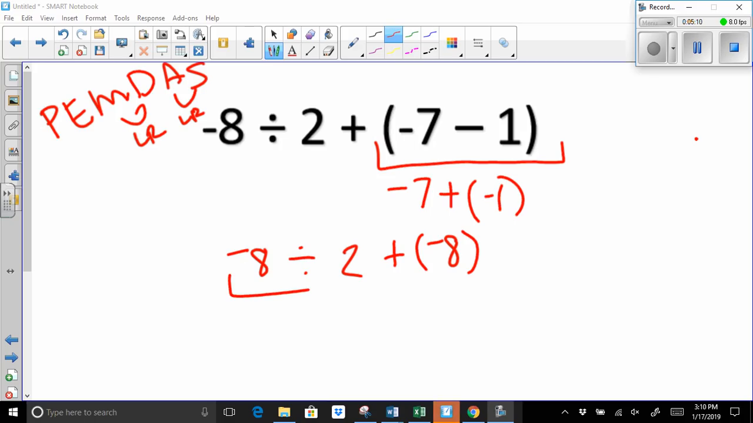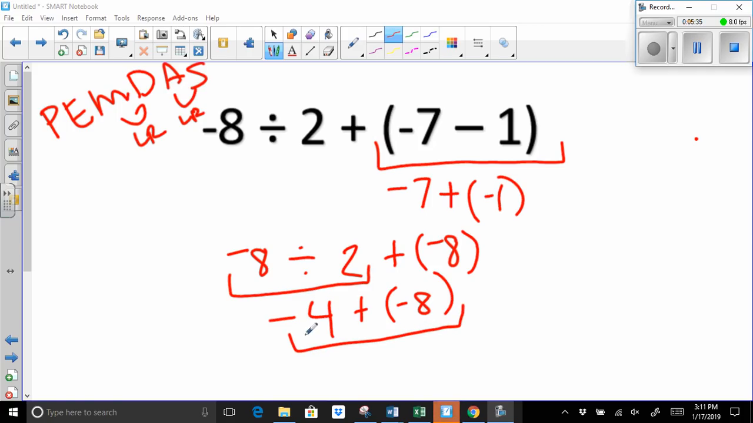So we've got negative 8 divided by 2. Remember, when you're multiplying or dividing by negatives, if they're opposite signs, then our answer is negative. 2 goes into negative 8, negative 4 times. Going to bring down the plus and the negative 8. Now all we need to do is add our negative 4 plus our negative 8. That's the last operation that we have.